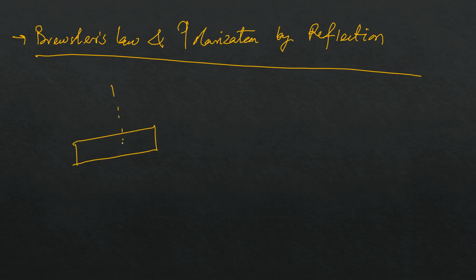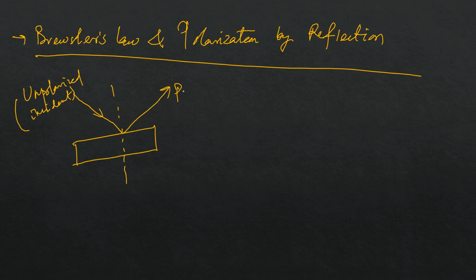an interface. This is a normal. This is your unpolarized incident light. Unpolarized incident light is incident here. So now this will be reflected as polarized light.